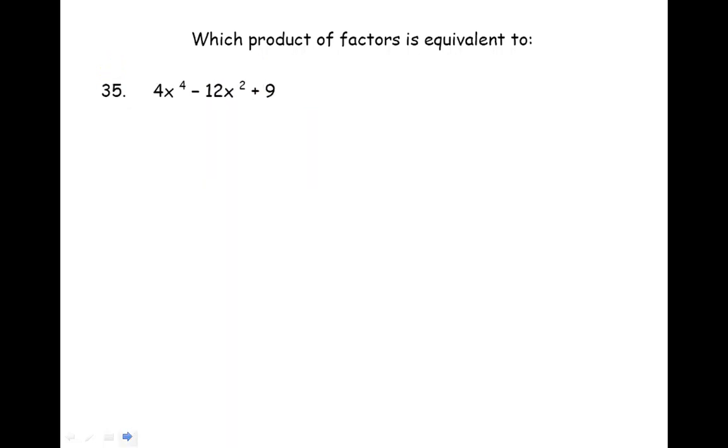Number 35, another guess and check method. Since the second operator is positive and the first one is negative, then both of these have to be negative. To get 4, it's either 1 times 4 or 2 times 2. And to get 9, it's 1 times 9 or 3 times 3. One thing that you should recognize is that anytime the first coefficient is a perfect square and the last coefficient is a perfect square, you want to try 2 and 2 and 3 and 3.